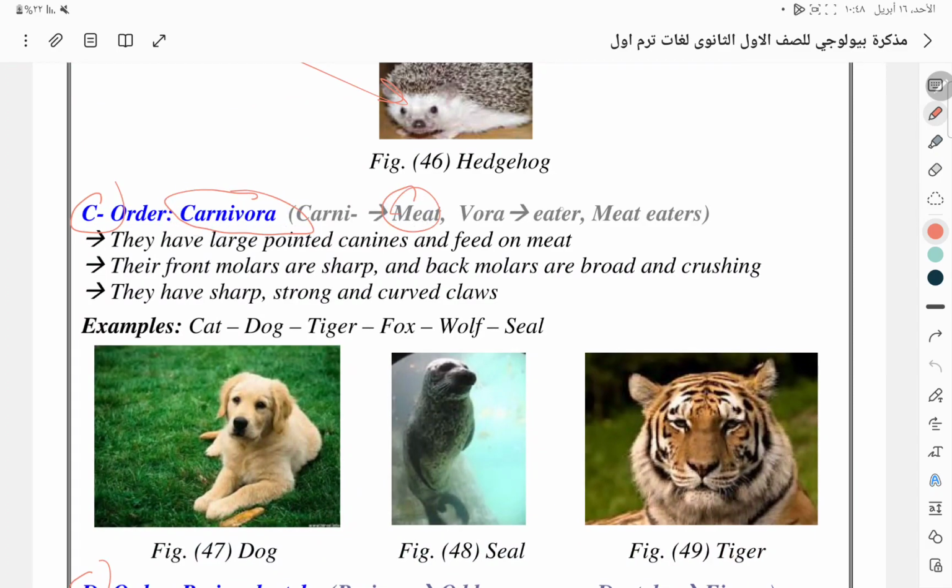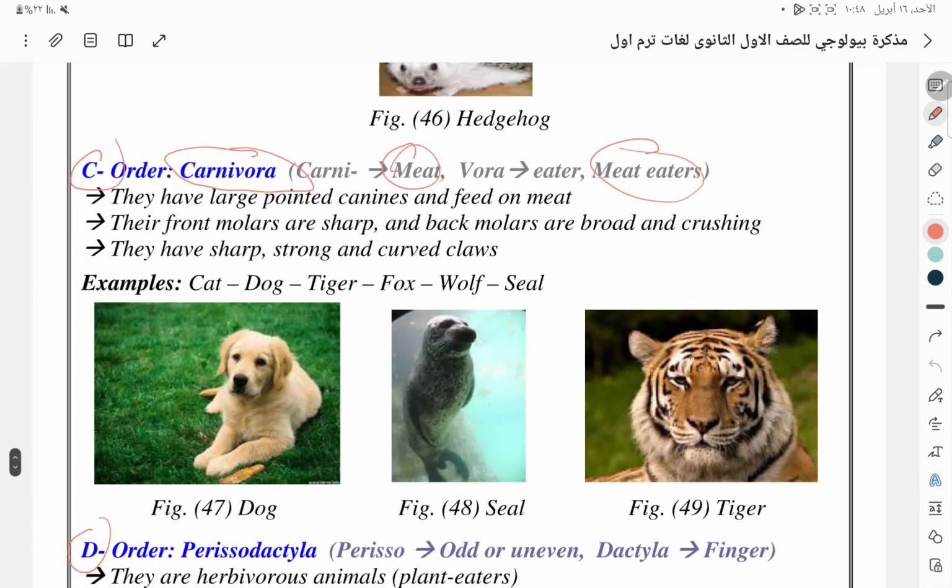Carnivora. Carni means meat, vora means eater: meat eater. They have large pointed canines and feed on meat. Their front molars are sharp for tearing and the back molars are broad for crushing. They have sharp, strong, curved claws, like a cat, dog, tiger, fox, wolf, seal.